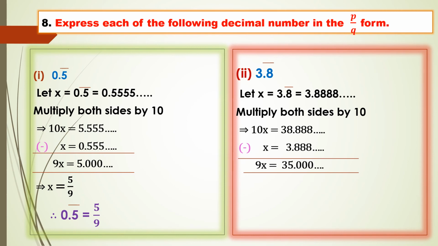So subtract x from 10x, you will get 9x equal to 35. After the decimal there are zeros only, so no need to take them. So x will be 35 by 9. It is standard form because it is not divisible further. So I can write the p by q form as 35 by 9.